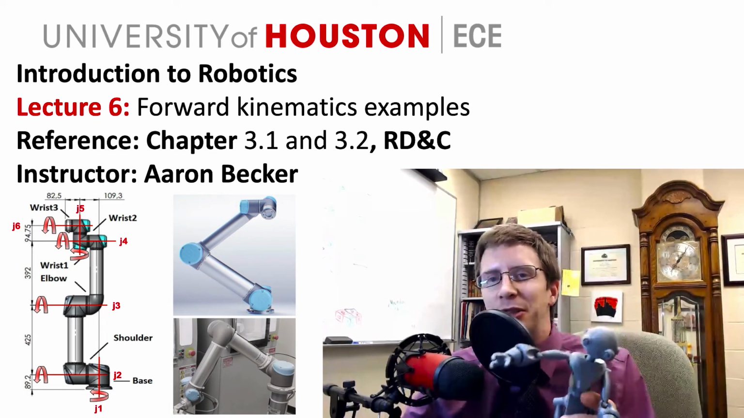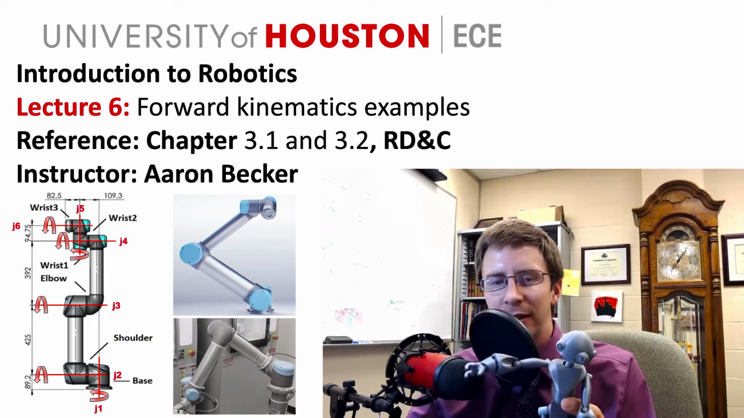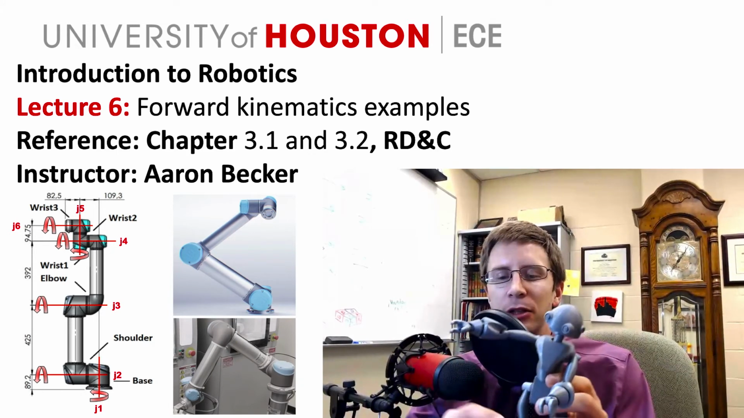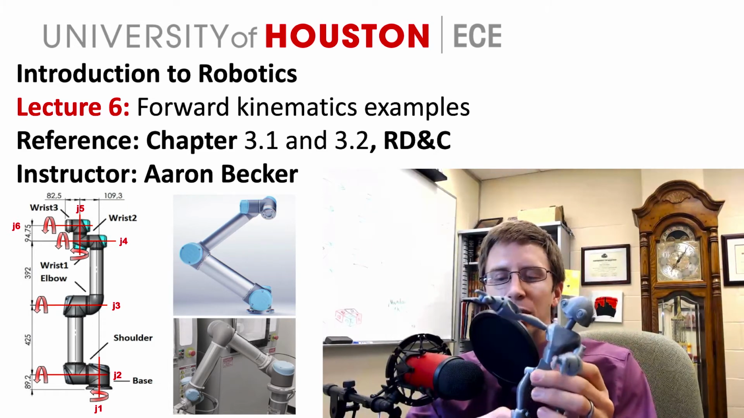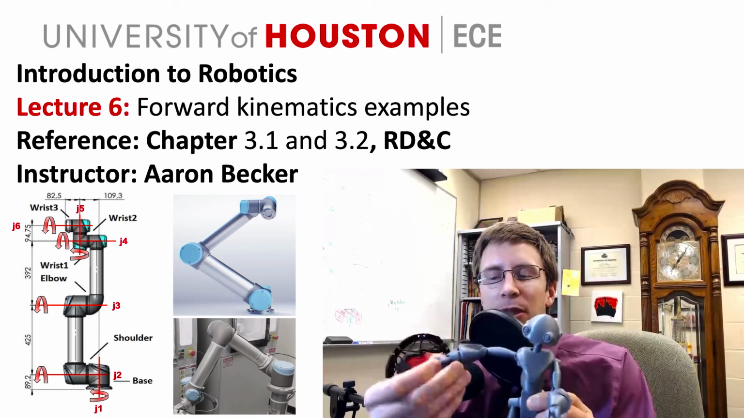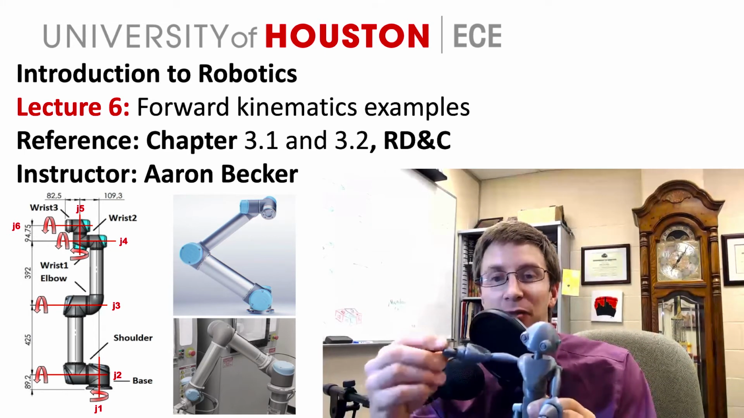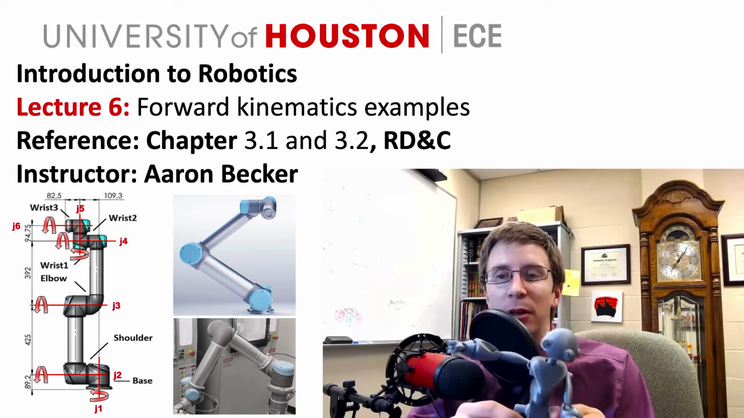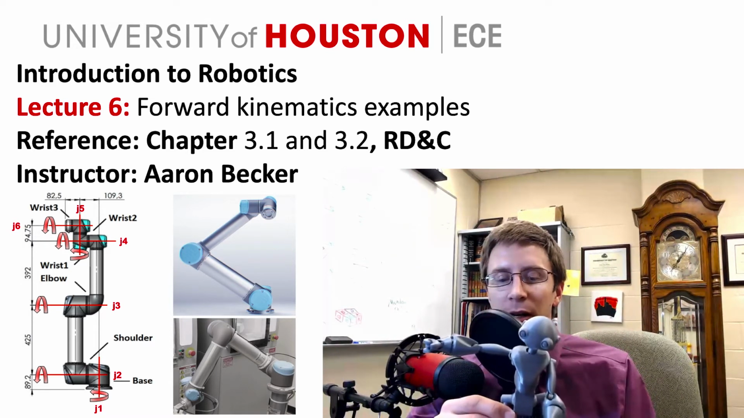Welcome to Lecture 6 of Introduction to Robotics. And so our big goal is being able to describe how, if we change the position of some of the joints, that affects the position and orientation of the final joint, the gripper that we have here. And to do that, we're going to use something called the Denavit-Hartenberg convention.